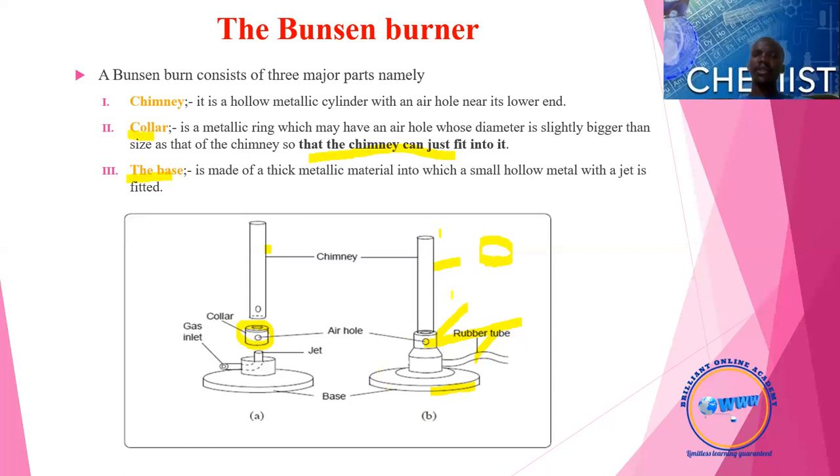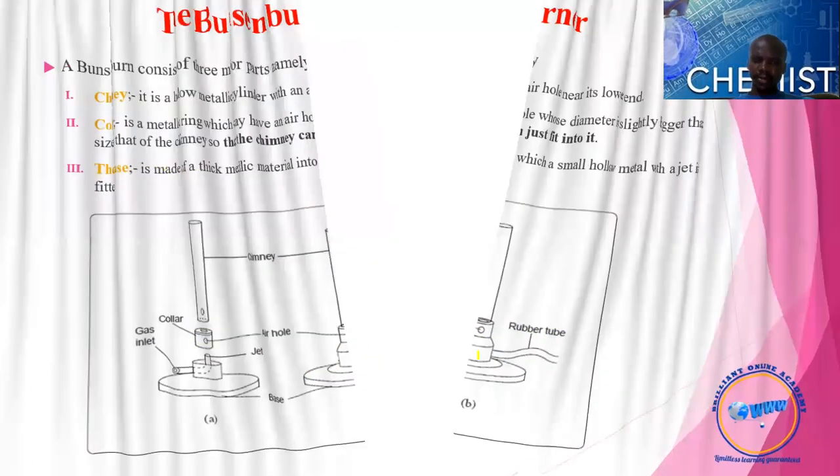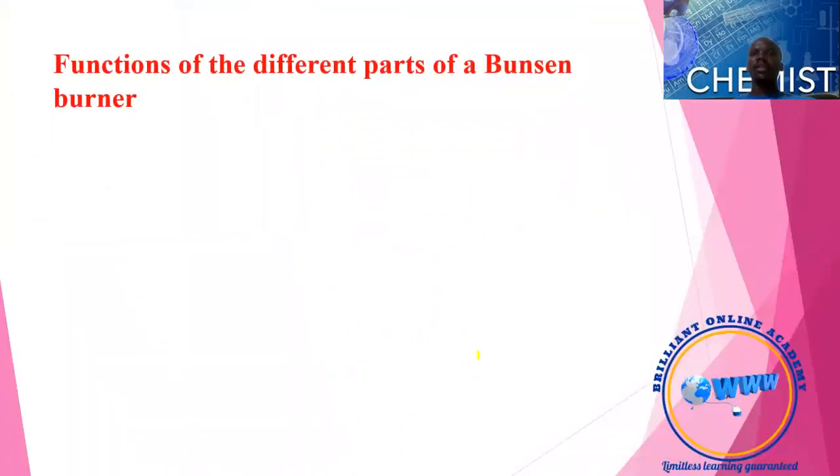And also we have the base. So when you are drawing, ensure you draw this one. You label chimney, label collar. We have the air hole, we have the base, and we have the rubber tubing. Very good. Let's see the next, which is now the functions of the parts of the Bunsen burner.